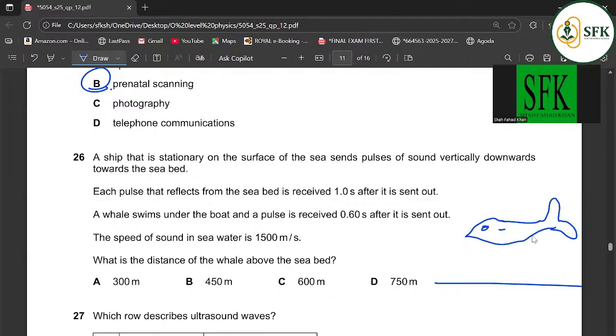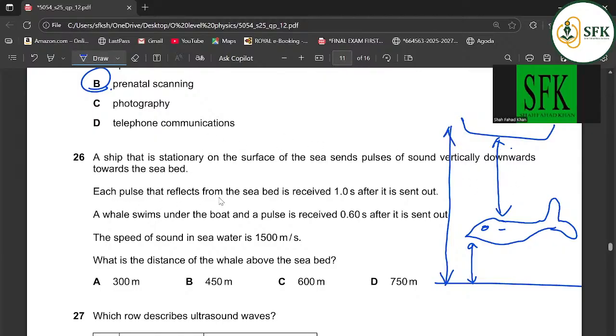Okay? And then let's say this was where the boat was present. They're asking you this distance. They're not asking you the distance from the boat to the whale. Asking you this distance. For that, what you need to do is you need to calculate the total distance. You need to calculate this distance and subtract the two.